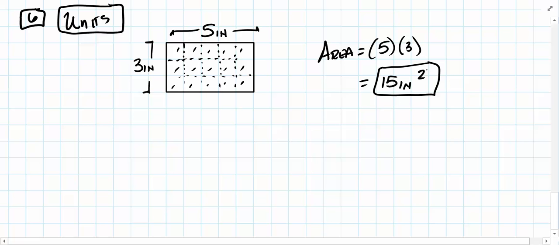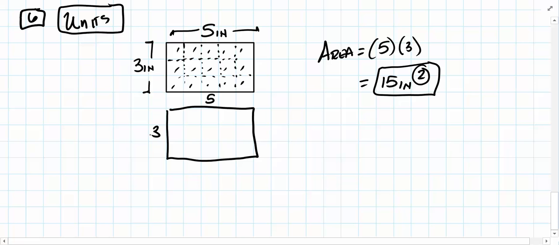So anytime you're dealing with an area, you have to have a unit squared. So sometimes you'll see this picture. You'll see the exact same picture, except the book will just give you a 5 and a 3, and ask you for the area.